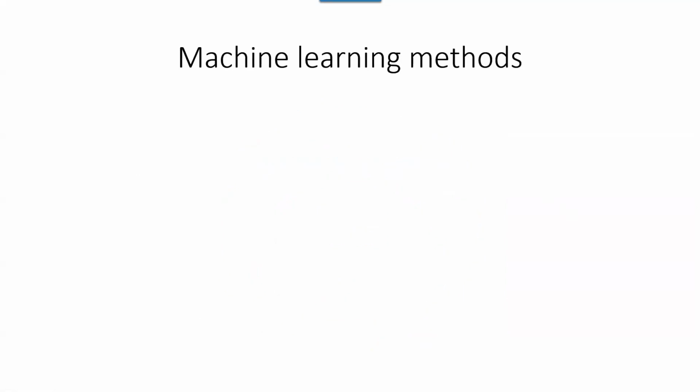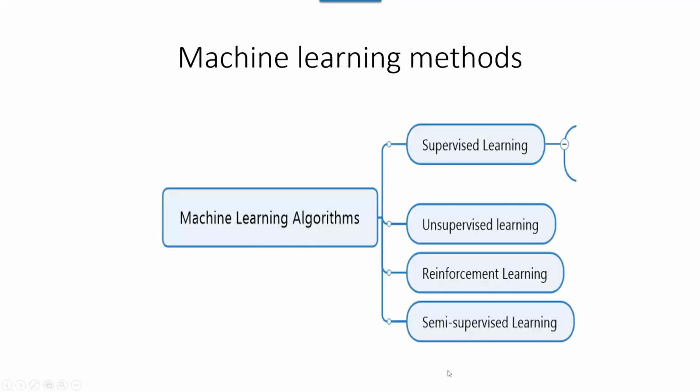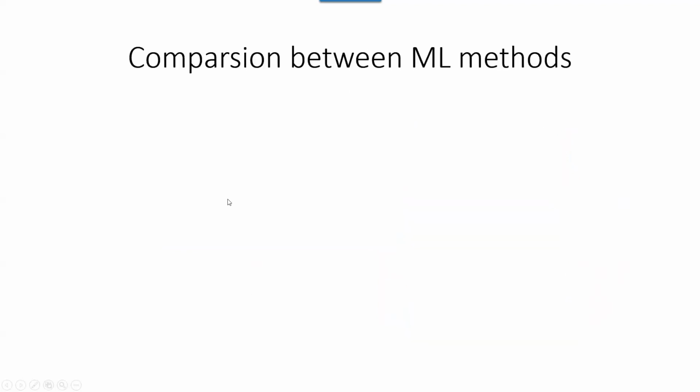There are several categories or classifications of machine learning methods, but one of the most popular classifications is supervised learning. There are many algorithms under this part. Then unsupervised learning, reinforcement learning, and semi-supervised learning. Also, there are many methods.